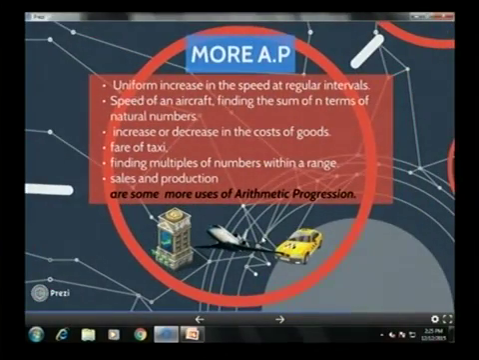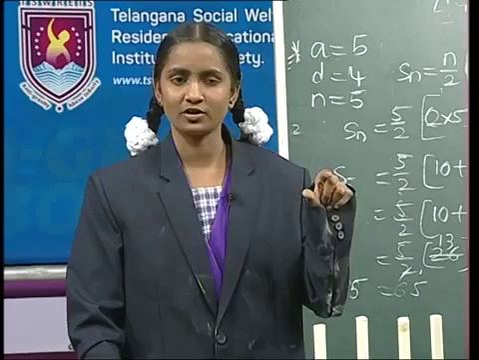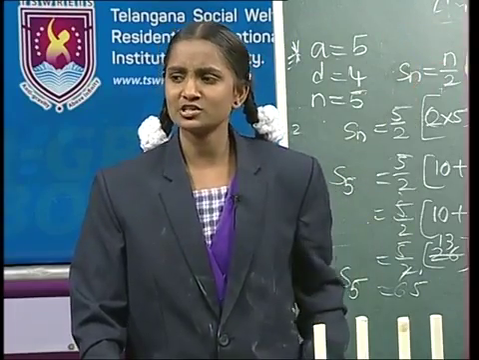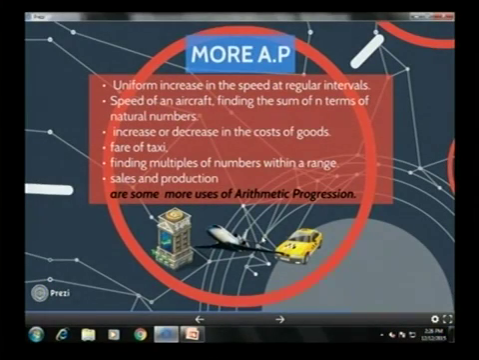Then more information about an arithmetic progression. Uniform increases in the speed at regular intervals, such as the speed of an aircraft, finding the sum of n terms of natural numbers, and then increase or decrease in the cost of goods, and then fare of tax. And when we travel in an auto, we have to pay a charge. So, if the charge per kilometer is 2, we have to give the fixed amount when we reach our place. So, that also comes under an AP. And then finding multiples of numbers within a range, sales and production. These are some more uses of an arithmetic progression.